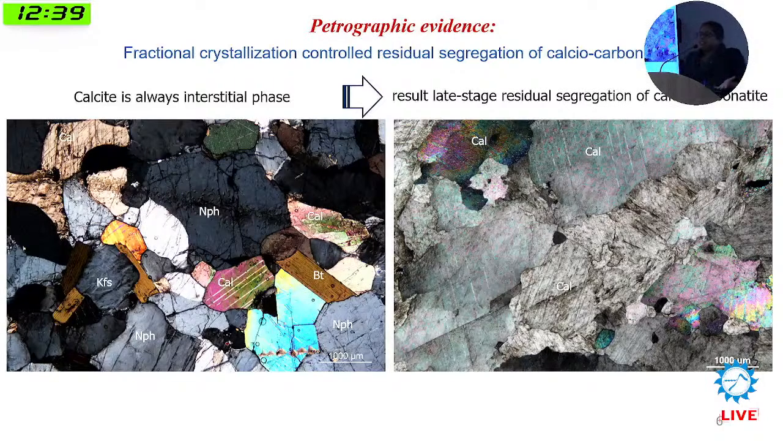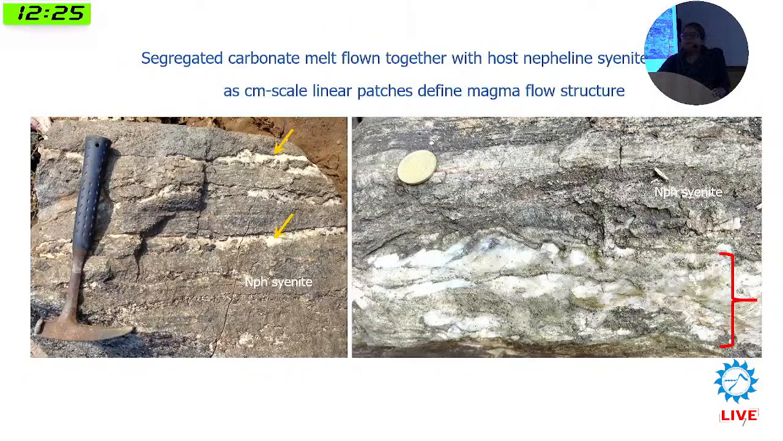Interstitial calcites give an indication that these are forming at the late stage, and this residual carbonatite melt is further segregated, forming the calciocarbonatite. At the same time, this carbonatite melt flowed along the nepheline syenite magma and formed interbanded structures, preserving the flow bands. So the interbanded structure and the flow bands indicate their co-magmatic origin.